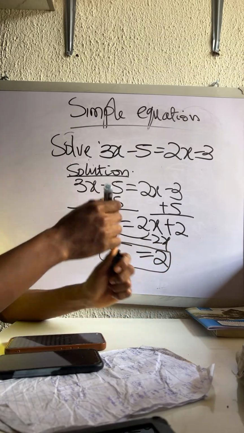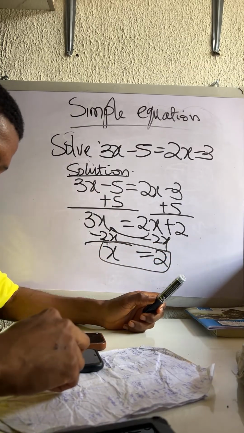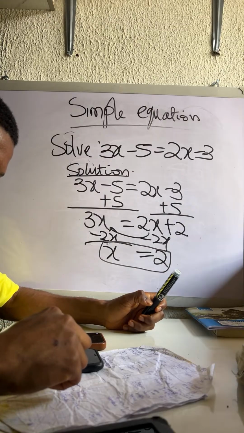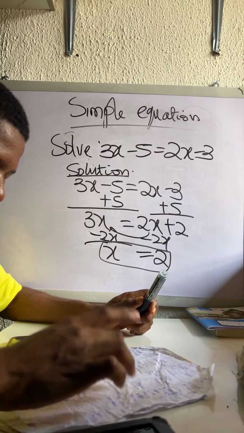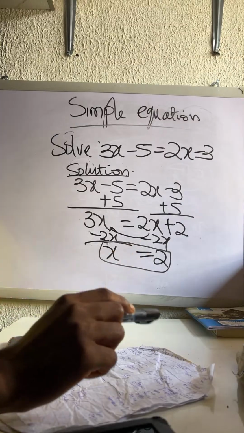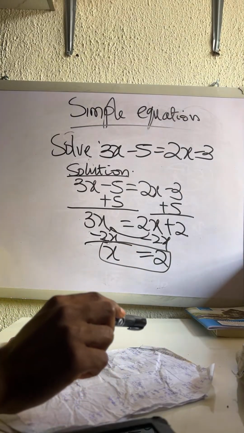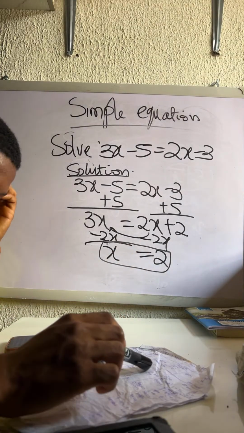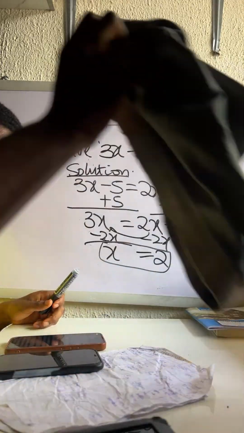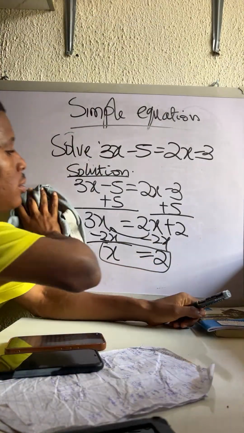So this is the easiest way to do it. It's very, very simple. The value of x is actually 2. So this is very easy. Let's continue.